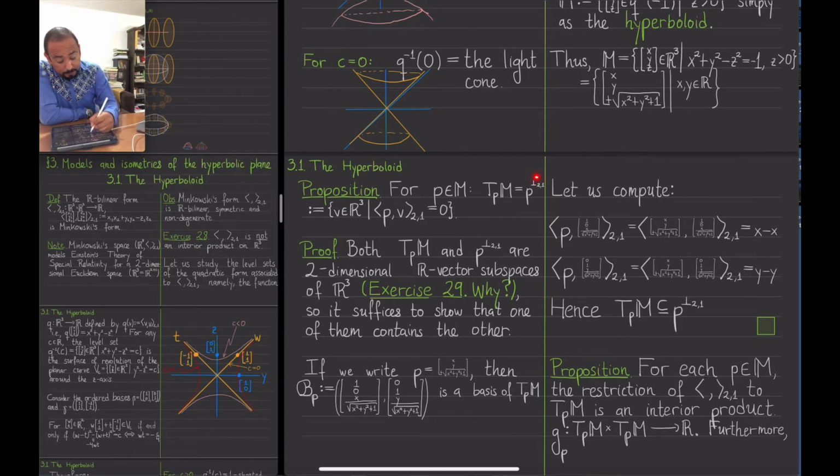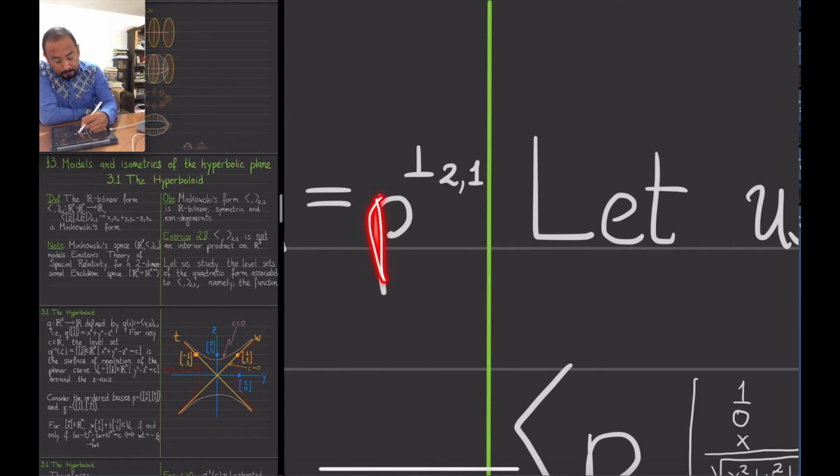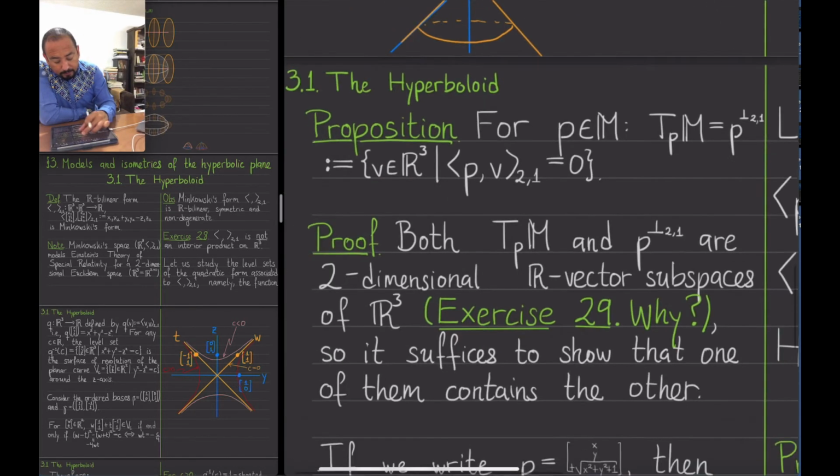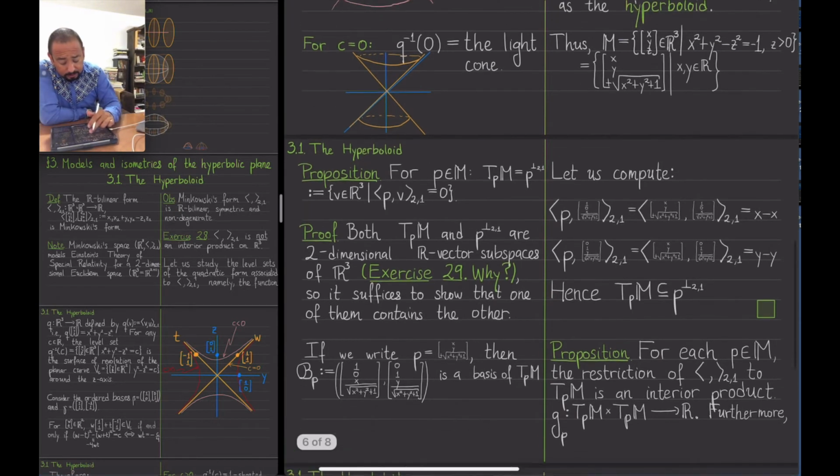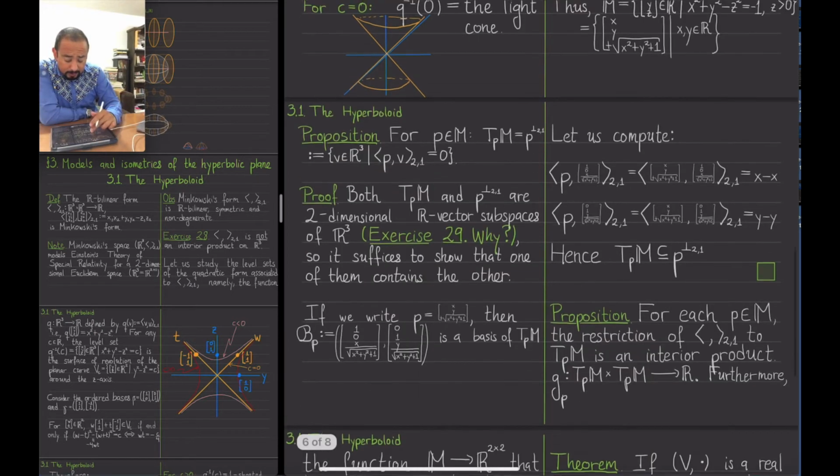Now, given a point P in R3, I define P orthogonal to be, well, what else could it be but the set of vectors that are orthogonal to the given one under this form. Okay, so that's how I define it, and the result is that if I take any P in the hyperboloid, the tangent plane of the hyperboloid at that given point is precisely the orthogonal to P. So let's see why.